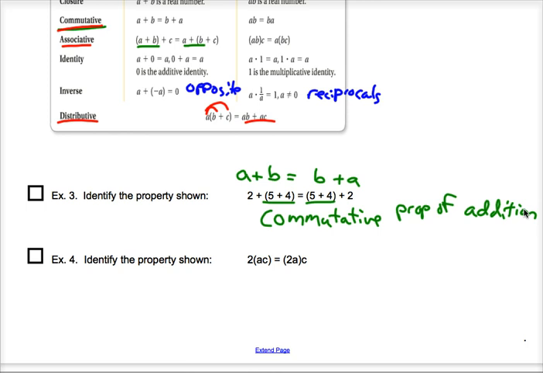And then finally, what happens on the bottom one, we've got 2 times AC and then 2A times C. Nothing changed order. It's 2AC on the left, it's 2AC on the right, but the parentheses moved. When the parentheses move, that's the associative property. And in this case, we're multiplying, so it's the associative property of multiplication.